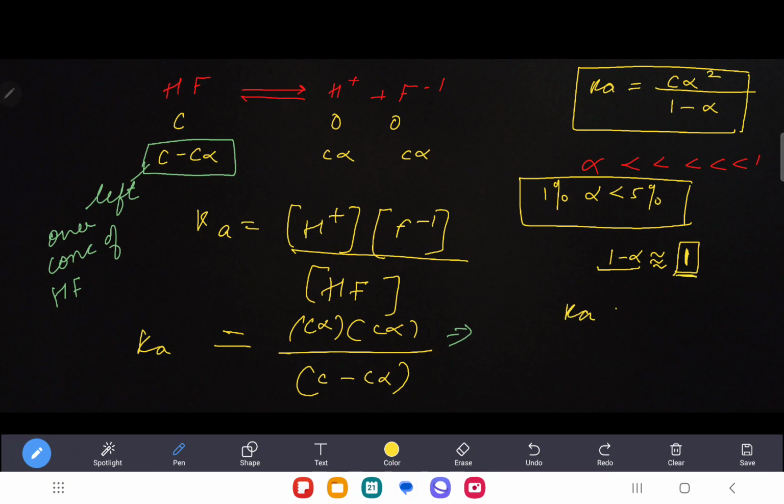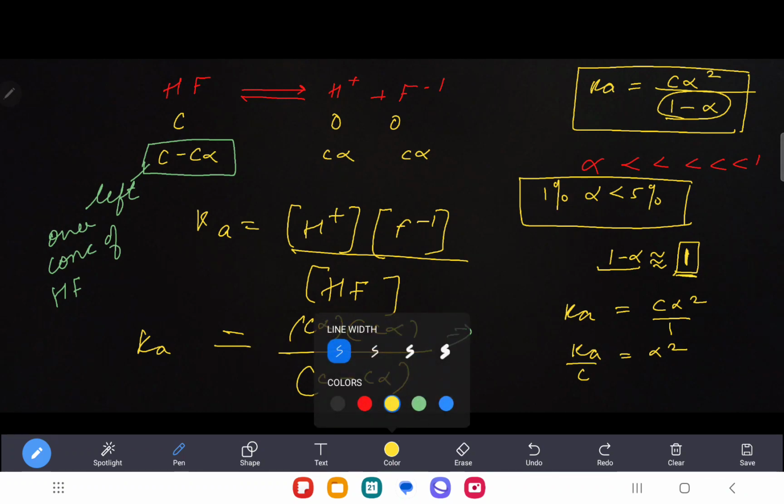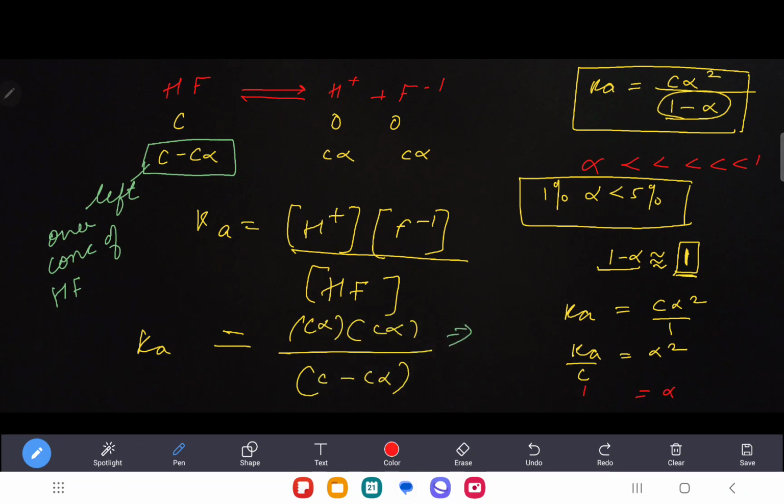So then Ka equals C alpha square, and 1 minus alpha shall remain 1. So Ka over C shall become alpha square. So alpha shall become under root of Ka over C. Understood or not? And this is called Ostwald dilution law.